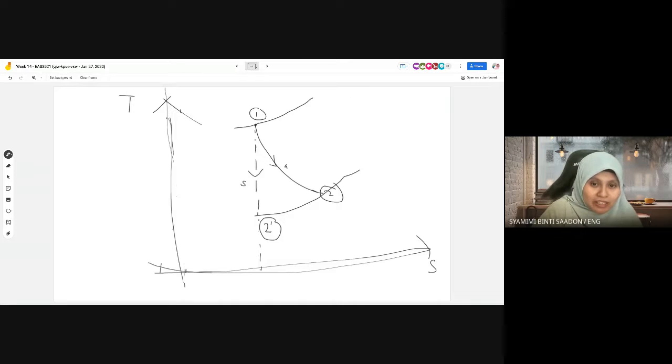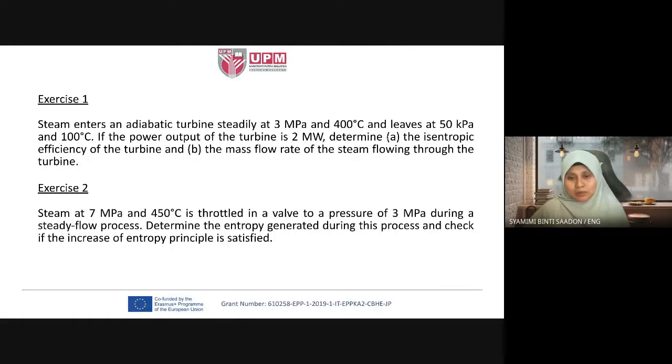Okay, so now we can calculate. As I mentioned just now, we use the values at the input and output, pressure and temperature. In order to calculate isentropic efficiency, we need to search first with the data given. We need to find first the enthalpy and the entropy. Have you found that out? For example, state 1 input: 3 megapascal, 400 degrees Celsius. So what is the enthalpy? Anyone can give me which table you're looking at?